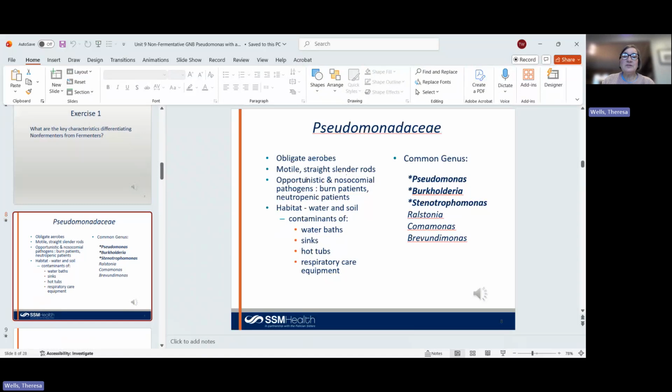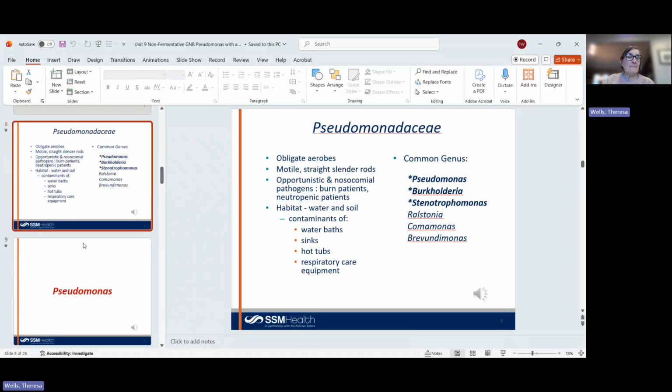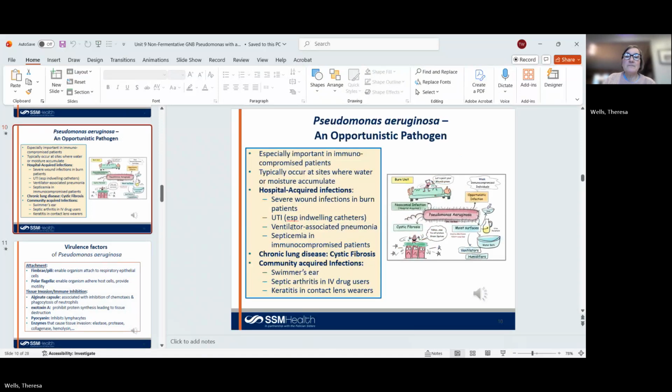The Pseudomonas are typically found causing opportunistic infections in patients that have been hospitalized, patients who are on ventilators. The organisms really like to grow in water, and so you can see them getting into water baths and respiratory care equipment and hot tubs and things like that. One of the most significant disease processes that Pseudomonas is involved in is cystic fibrosis, a very significant chronic lung disease. Additionally, we see it in a lot of community-acquired infections such as swimmer's ear, and keratitis in people that wear contact lenses.